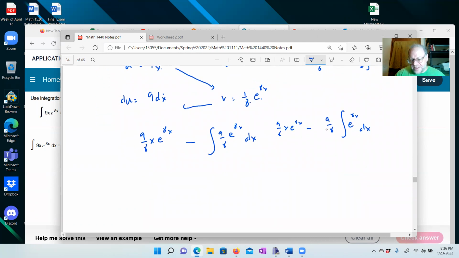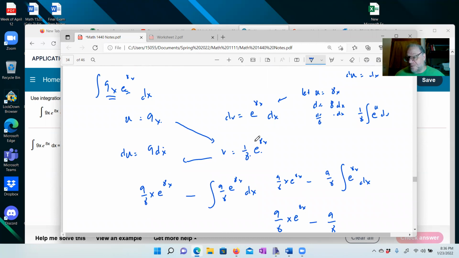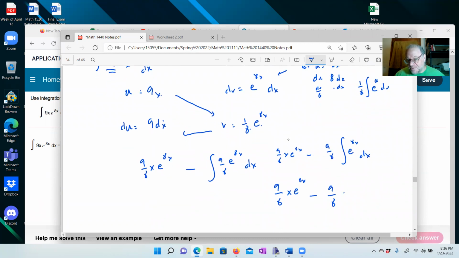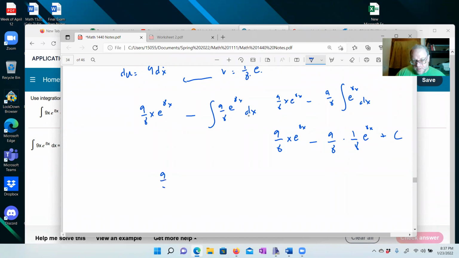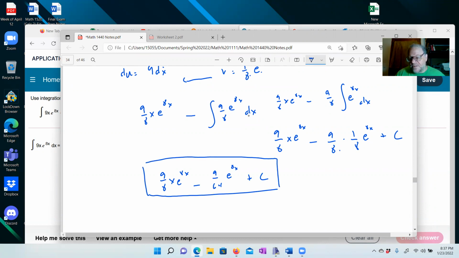So we're just going to write down 9/8, that's this one, x e to the 8x minus, and then here we have 9/8 times, what was my integral of e to the 8x? It was 1/8 e to the 8x times 1/8 e to the 8x plus c. So here we have our answer of 9/8 x e to the 8x minus, 8 times 8 is 64, e to the 8x plus c, and that is our answer. I put in a couple extra steps.